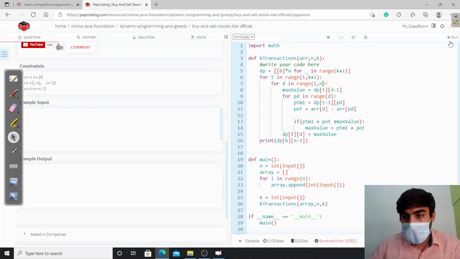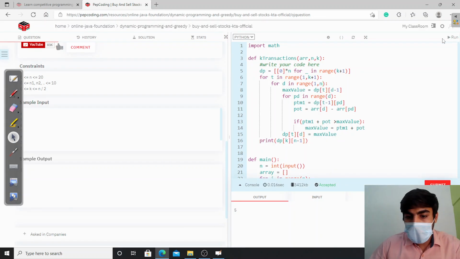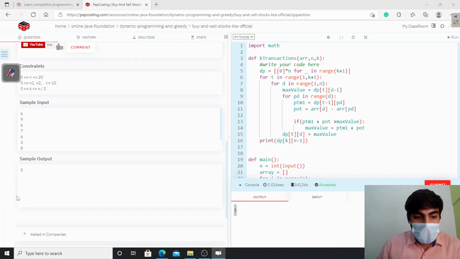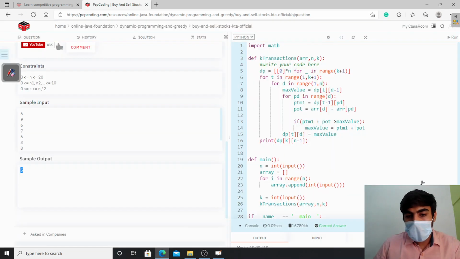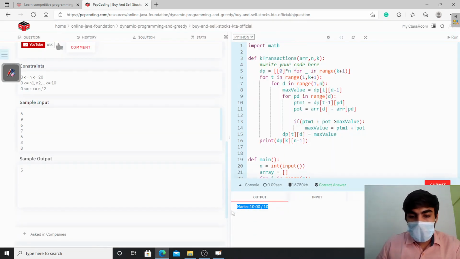Now I think it's compiled successfully. Okay, it compiled successfully. We get 5 as our output, which is what we wanted. Let's try to submit it, and then we get 10 out of 10.